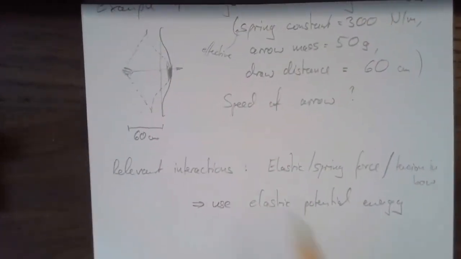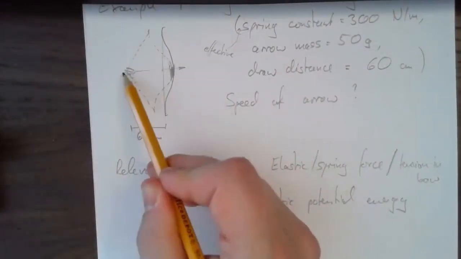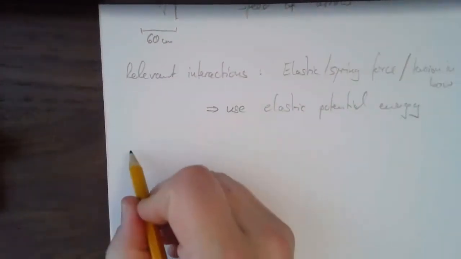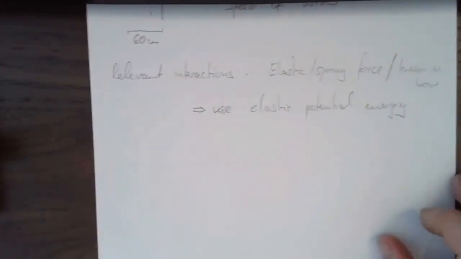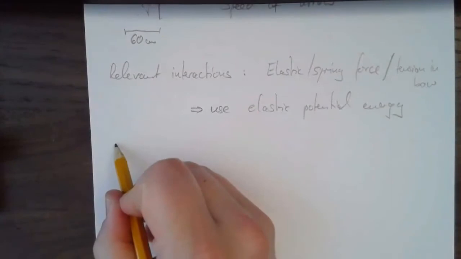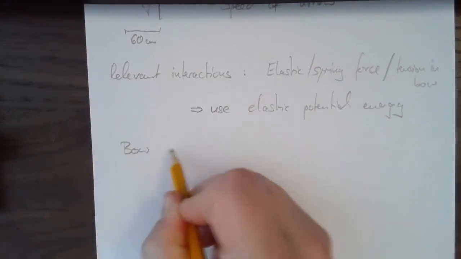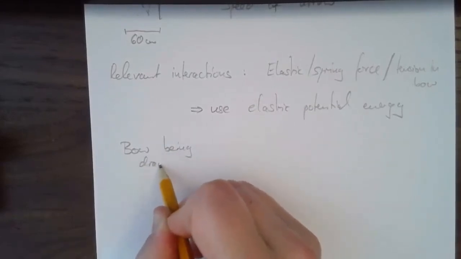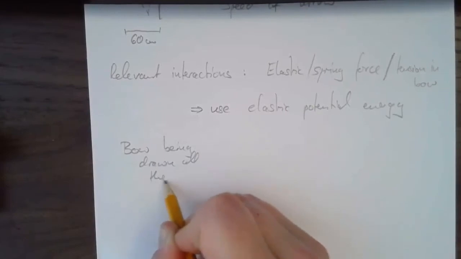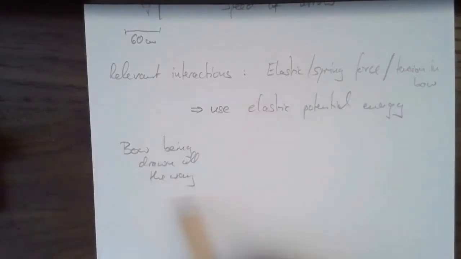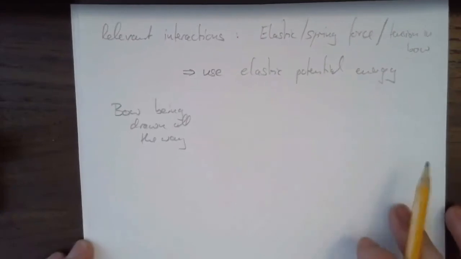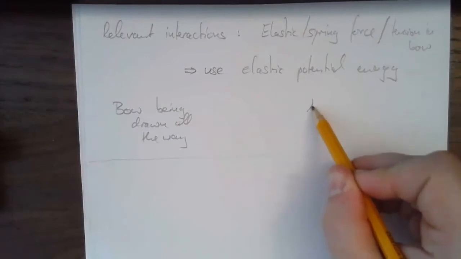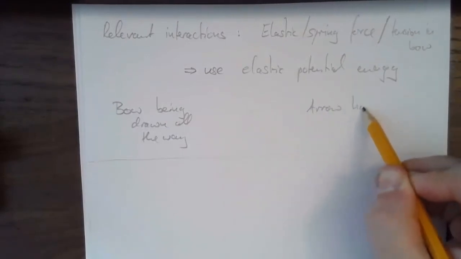So what points are we comparing? We're comparing the point when the bow is drawn to when the arrow is shot, when it's leaving the bow. For energy conservation to be useful, always compare two different points in time. So bow being drawn all the way. And over here, we're going to make a little table maybe this time, the different ways of setting it up. Over here, the second point, and we're going to put the arrow has left the bow.